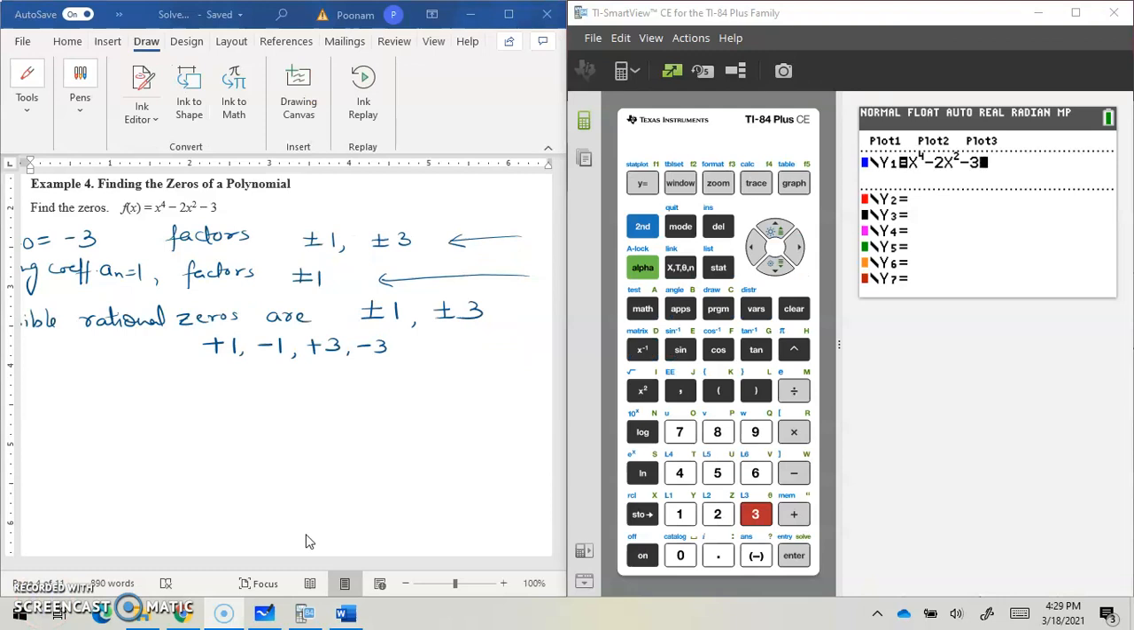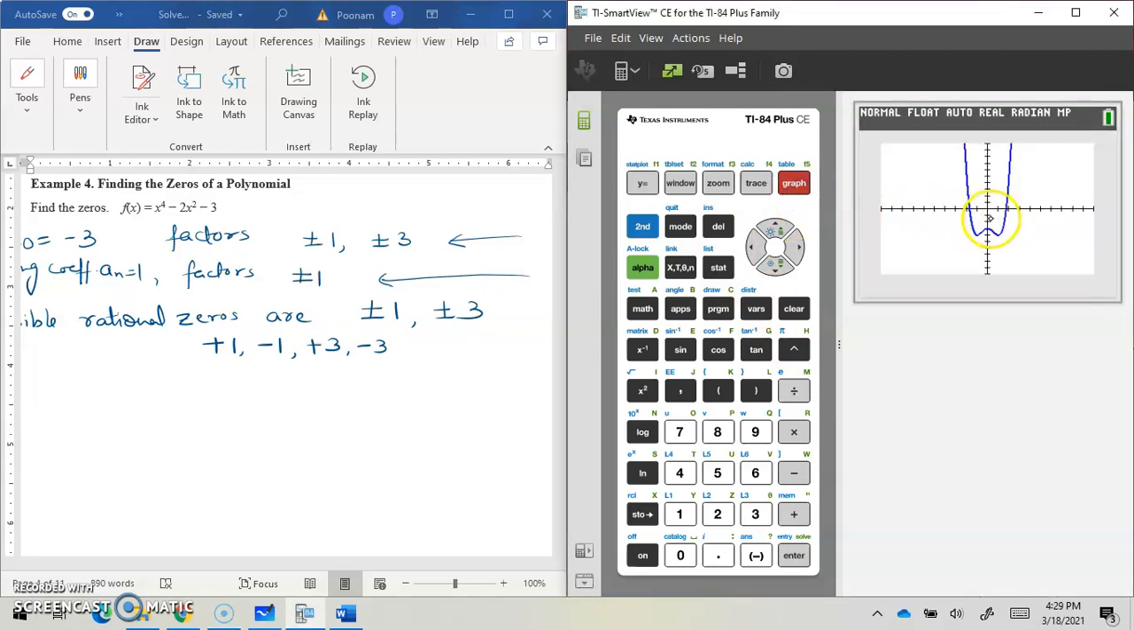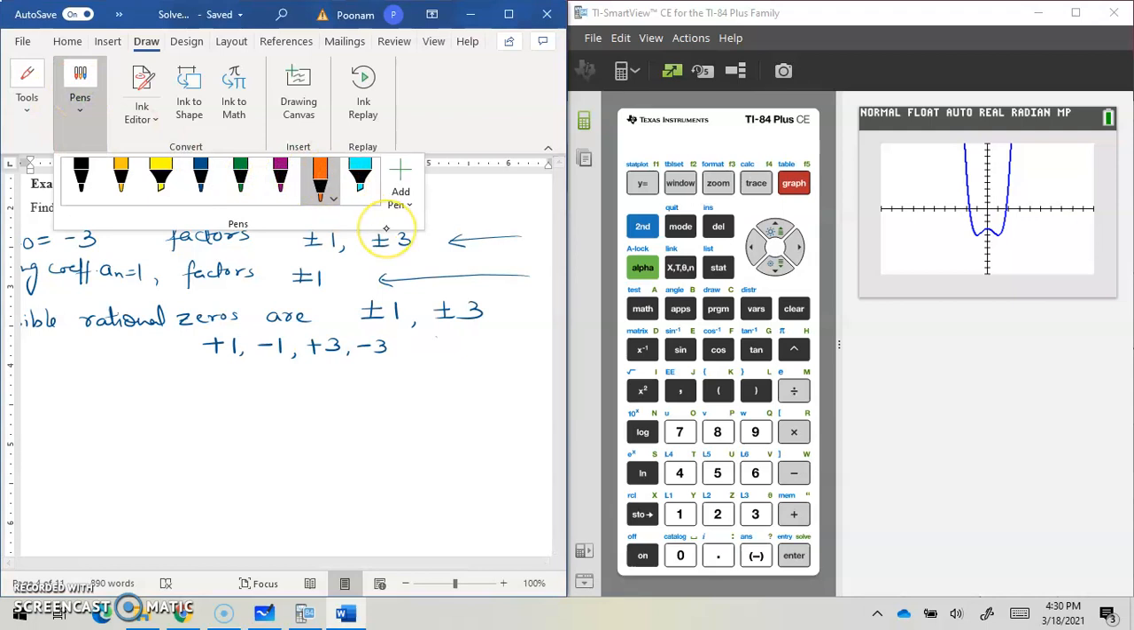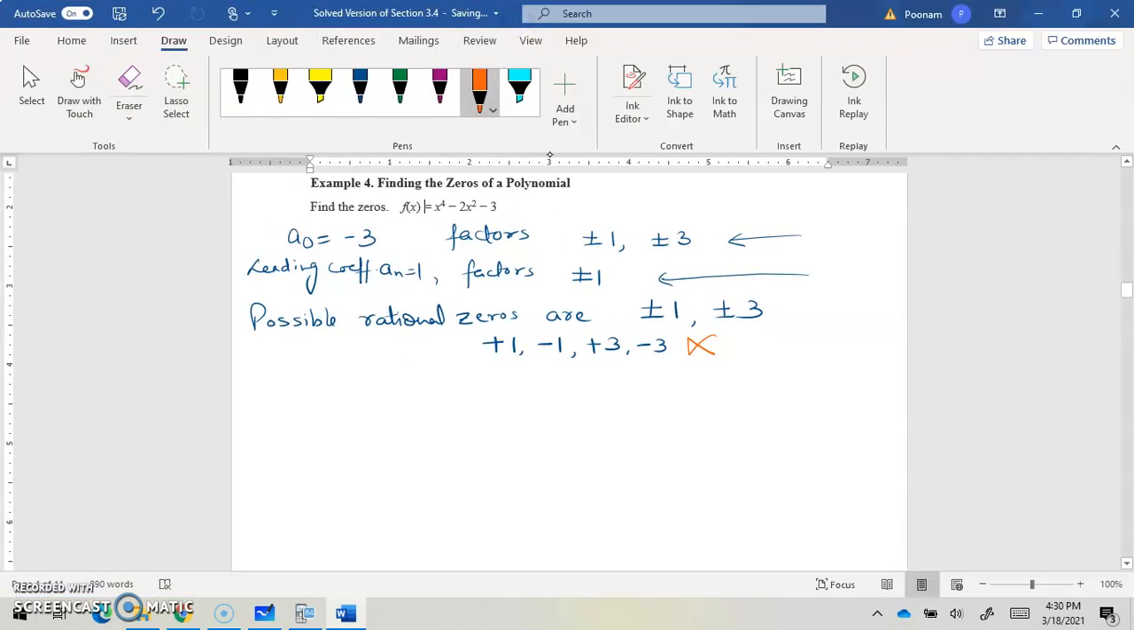I'm going to check on my calculator which one out of these 4 looks like the zero. I wrote it in my y and I'm going to graph it. If you see, neither 1, -1, 3 nor -3 is looking like a zero because the graph is not passing through any of these points. That means none of them are zeros, so we have to find another way of solving this polynomial function.